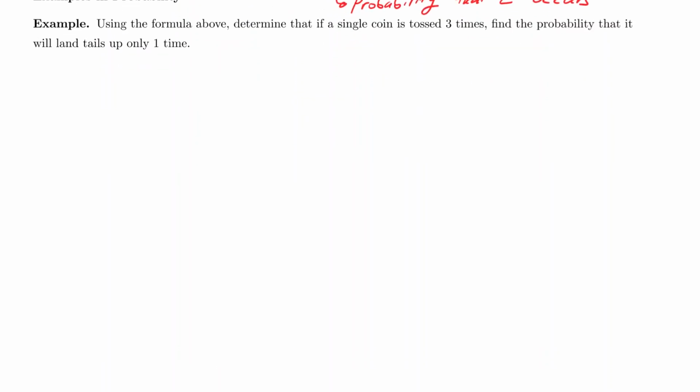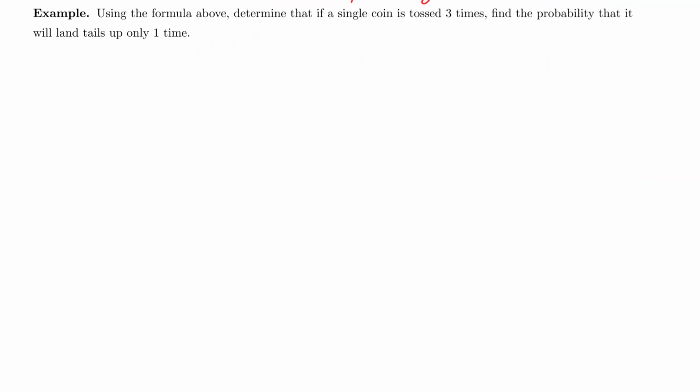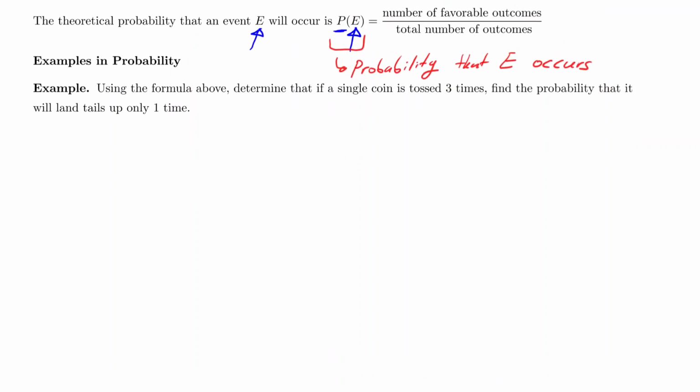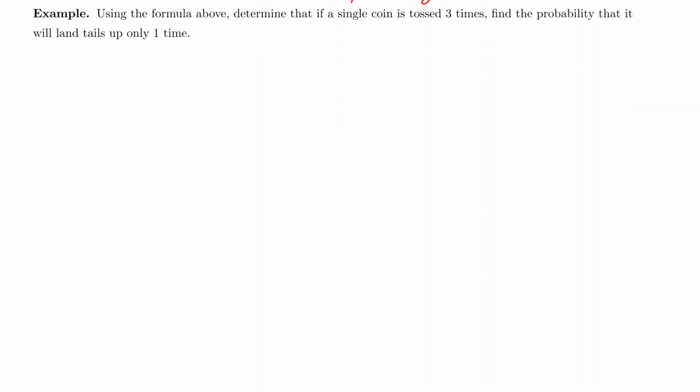Let's look at an example. Using the formula above, the number of favorable outcomes divided by the total number of outcomes, determine, if a single coin is tossed 3 times, the probability that it will land tails up only 1 time. So before we calculate this probability, we need to find the total number of outcomes. So how do you find the total number of outcomes?